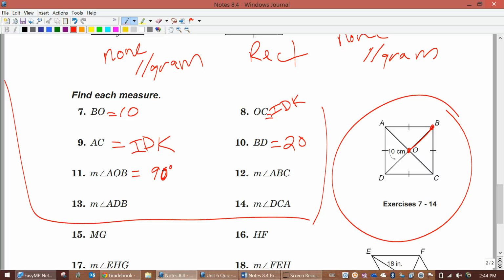ABC? Better not say it's 90. If you say it's 90, you're implying it's a rectangle or a square. You do not know it's 90. How about I tell you it's 90.00001. What? You don't have to round. It doesn't say to round. If it's not 90, it's not 90. ADC? You don't know. DCA? Don't know, because there's no indication that it's a rectangle or a square.